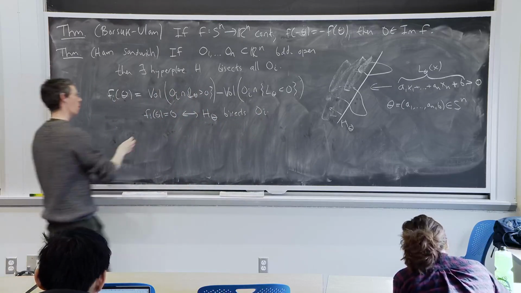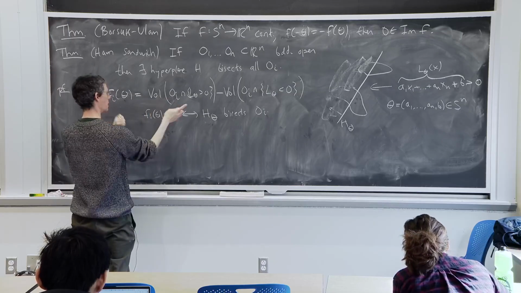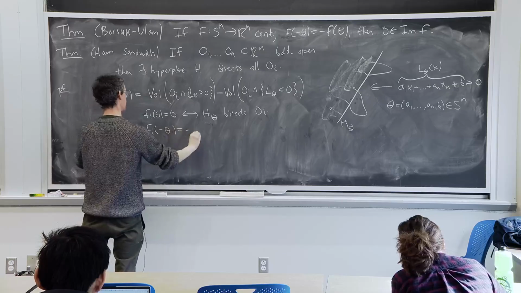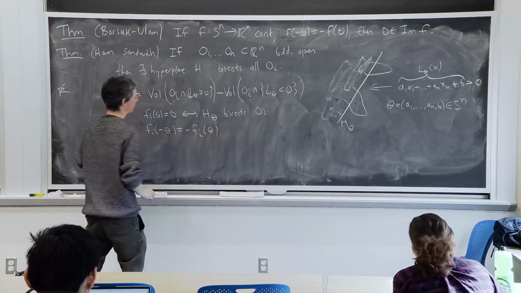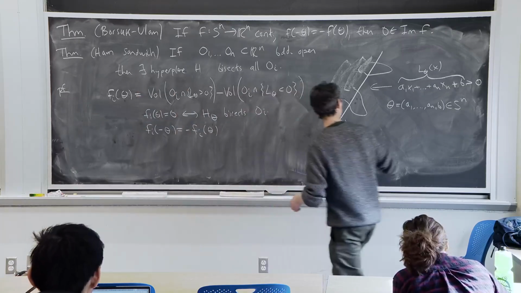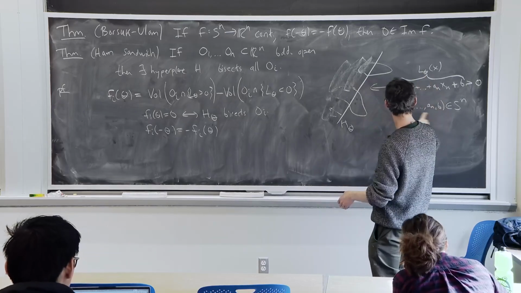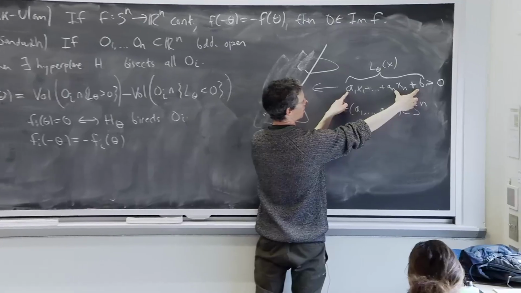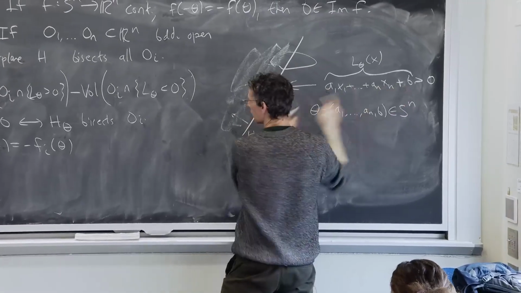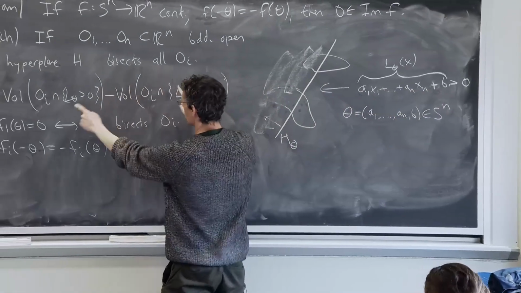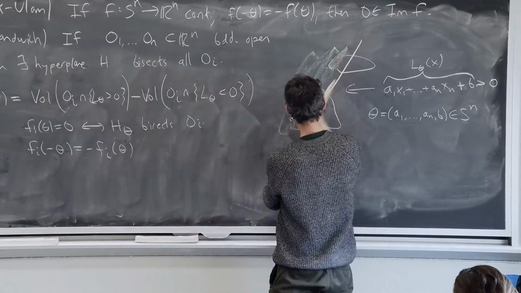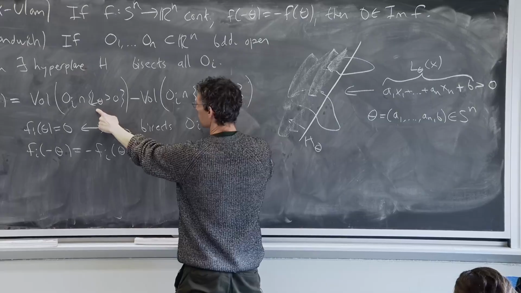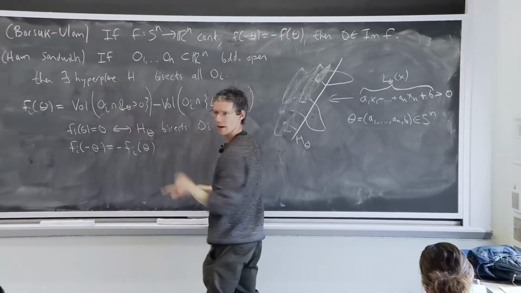OK. Also, Fi is antipodal. Fi of minus theta is negative Fi of theta. Because if I replace theta by minus theta, I take the minus of all these coefficients, then I'm replacing L of theta by negative L of theta. And so that switches, so I'll have the same 0 set, the same hyperplane, but now this one will be positive and that one will be negative. So I'll switch these two things, which reverses the sign of Fi of theta.